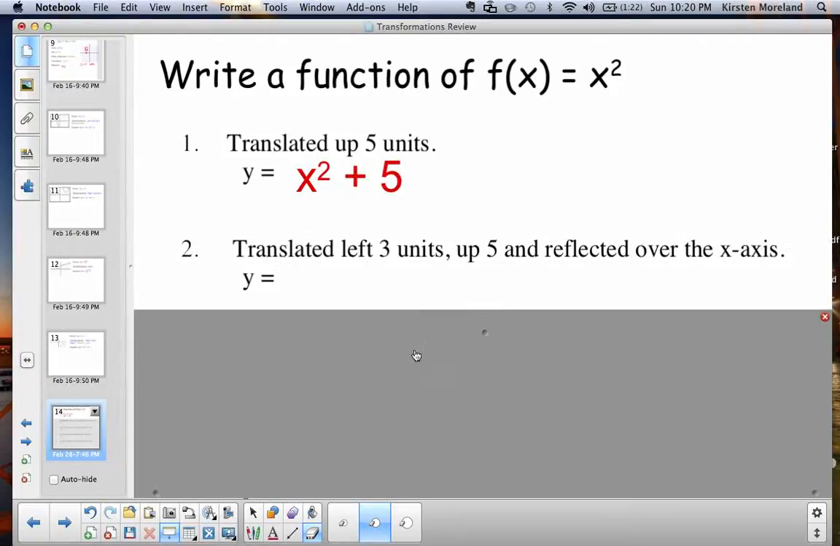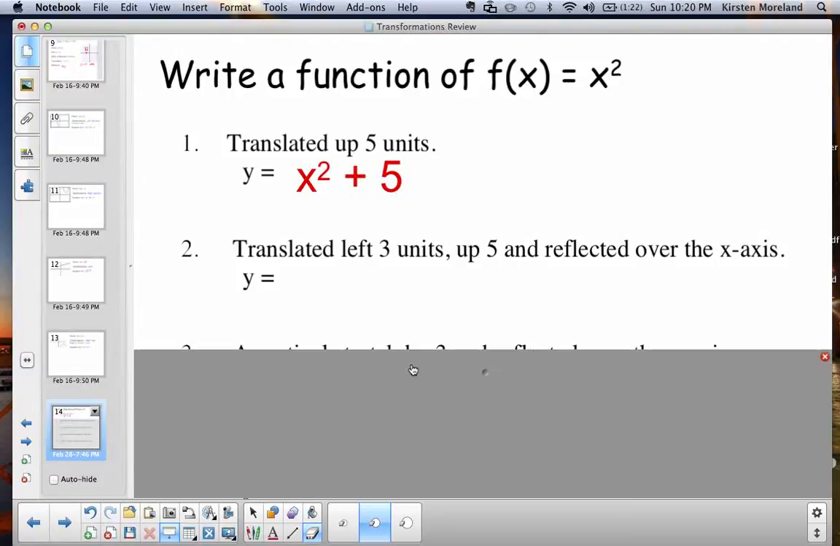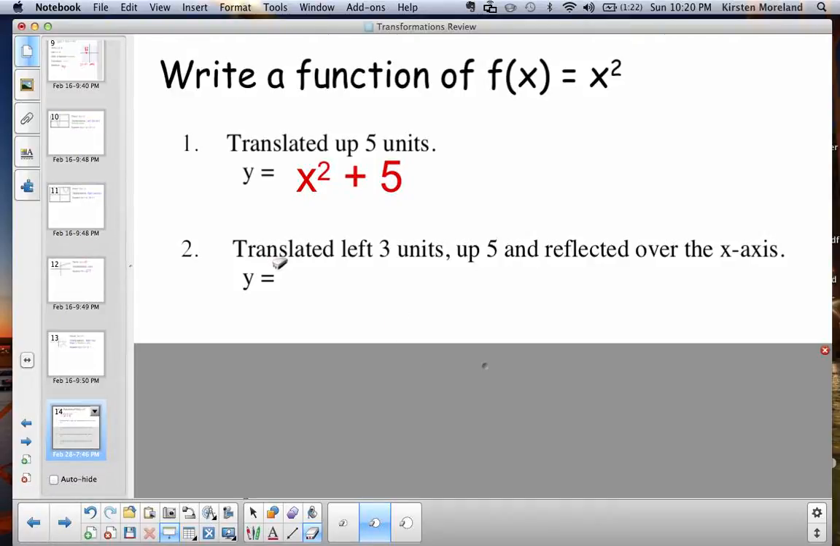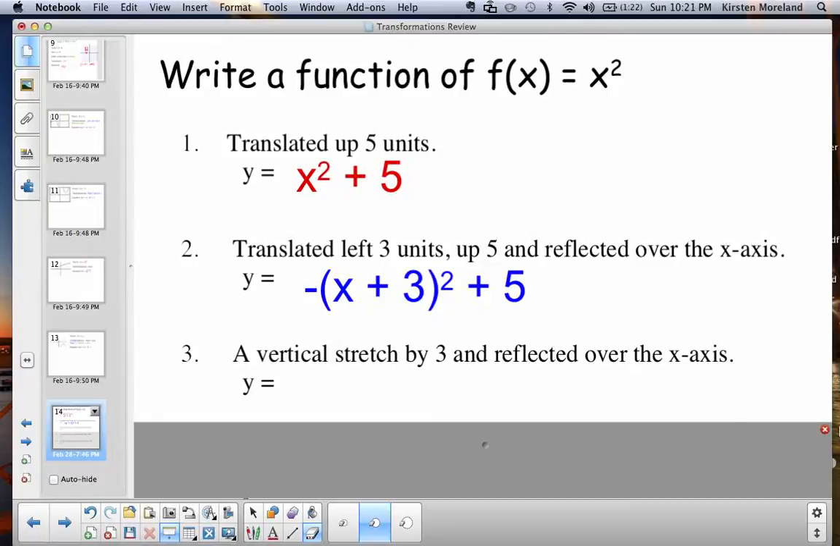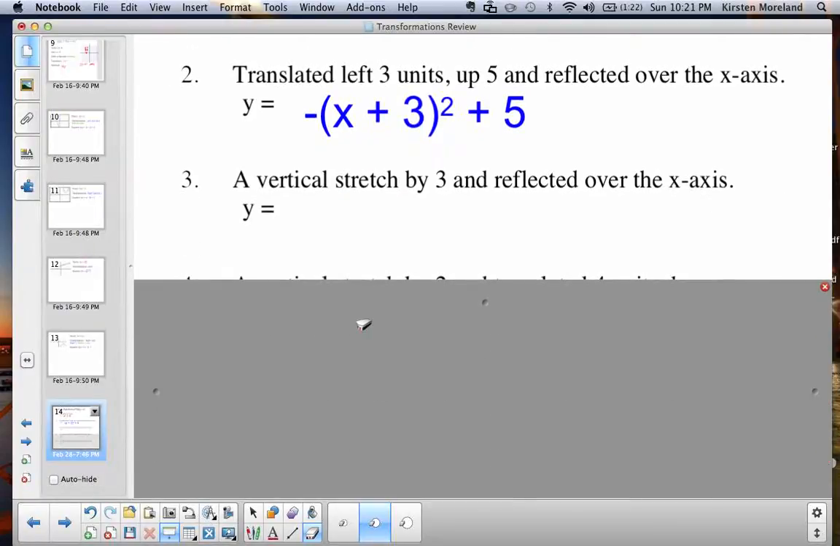Pretty basic. Alright, now pause the video and see if you can get an equation for translated left 3 and up 5 and also reflected over the x-axis. So again, I know I'm starting with x squared. I need a negative out front for the reflection. I need a plus 3 on the inside for the left 3 and a plus 5 on the outside for up 5. Right, go ahead and try the next one.